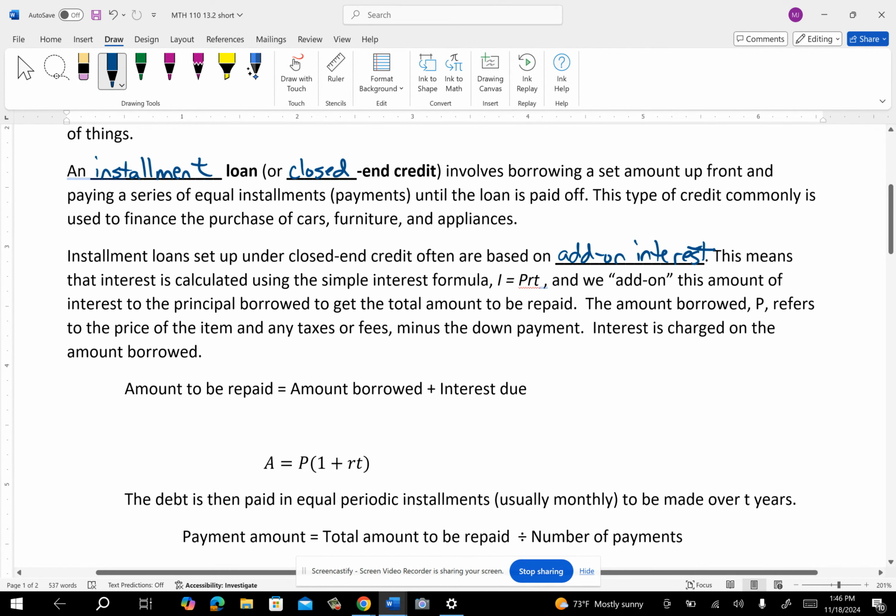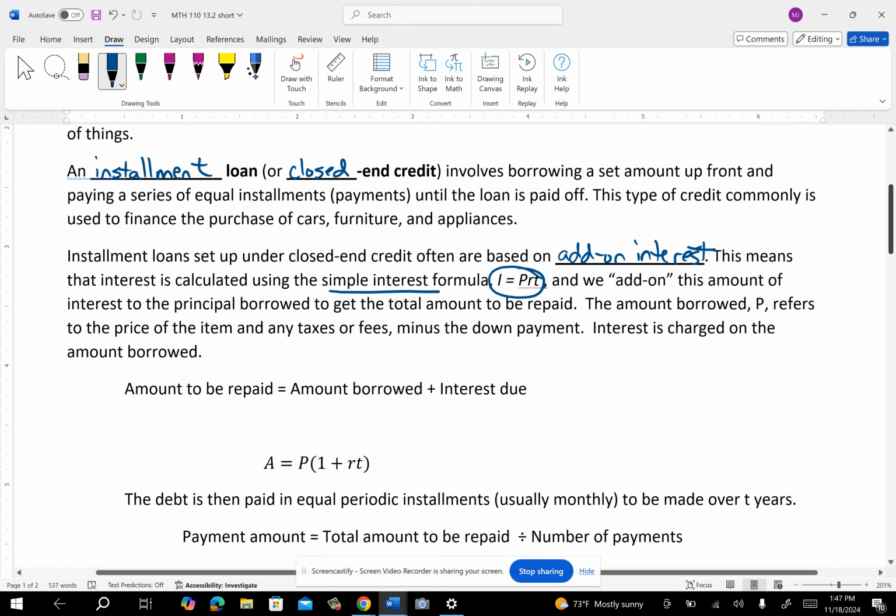The interest is calculated using the simple interest formula, I equals PRT. Then that amount that you're going to owe is added to the principal amount that you borrowed, and that tells you how much you have to repay. Then we cut that amount up into equal payments. You'll agree on a term for your loan, and you'll divide up how much you have to repay into equal installments. Installment is really just another word for a payment.